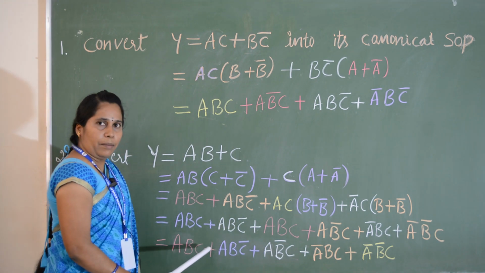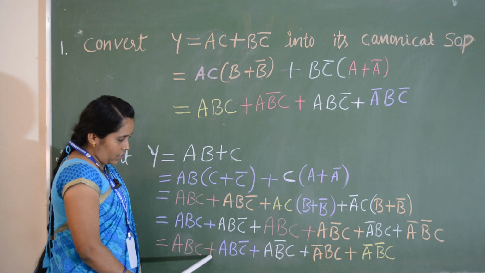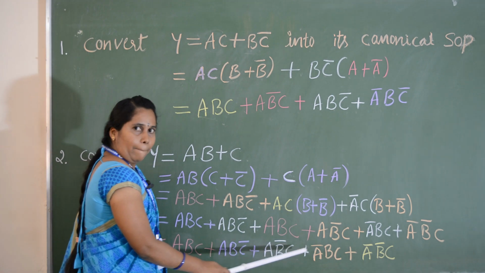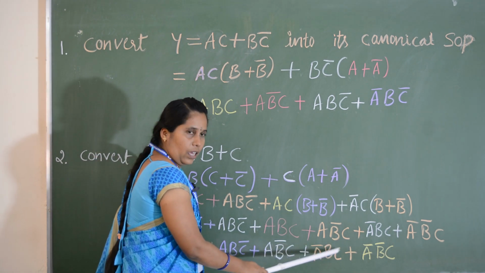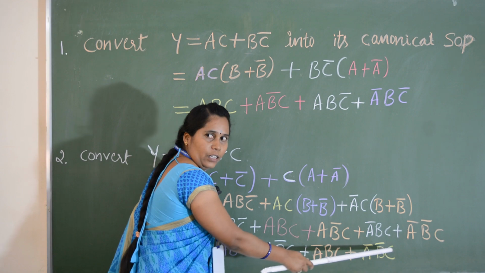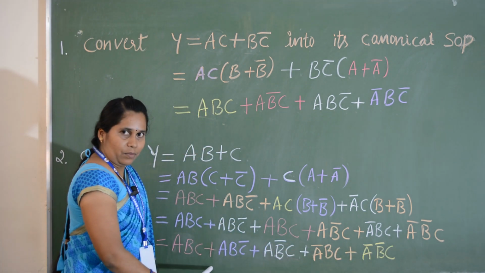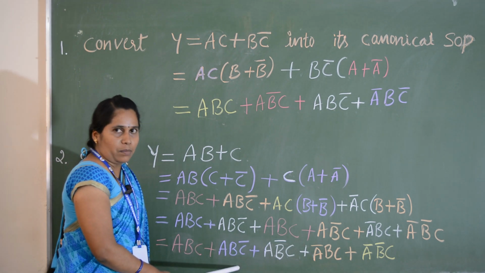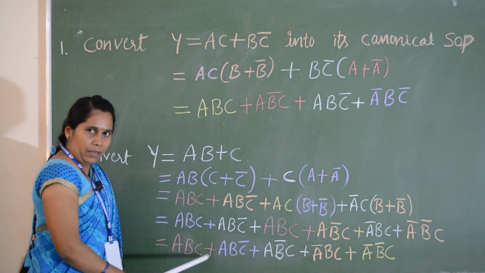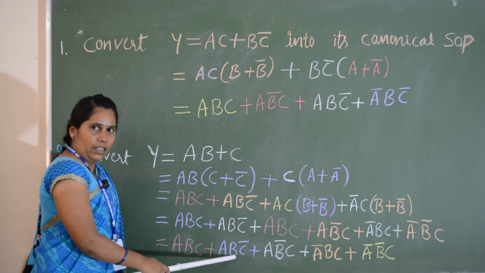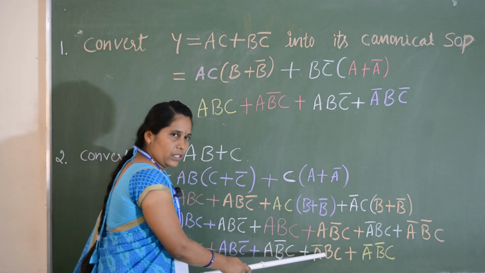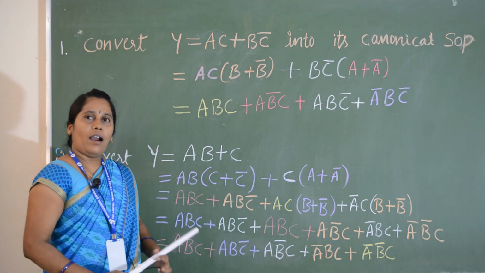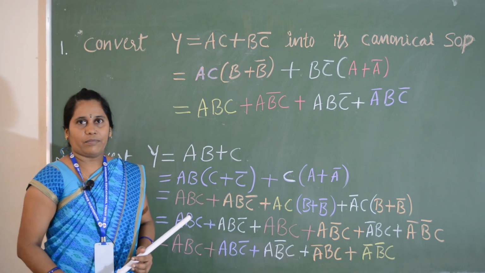So that is ABC plus A into B into C bar plus A into B bar into C plus A bar into B into C plus A bar B bar into C. In each product term, check each product term. In each product term, all the variables must be present. So here ABC, three variables are there. In the second, ABC, ABC, and the last also ABC. The variables may be complemented or uncomplemented form.